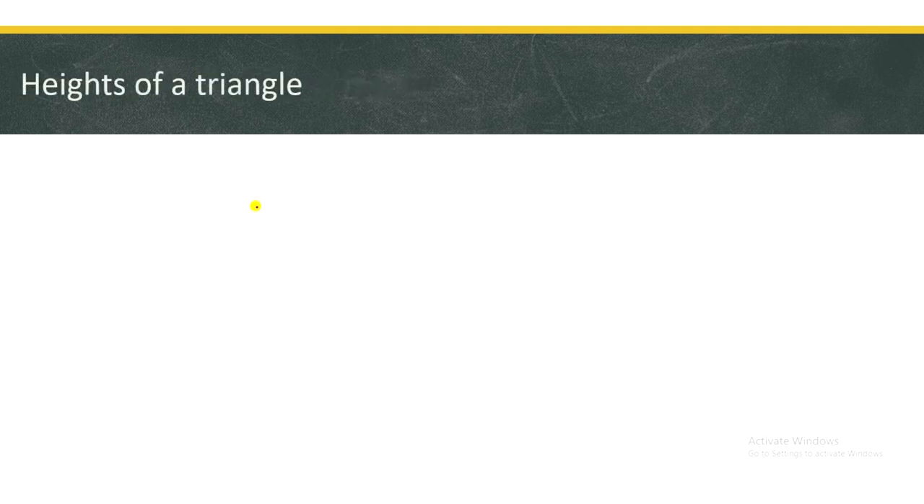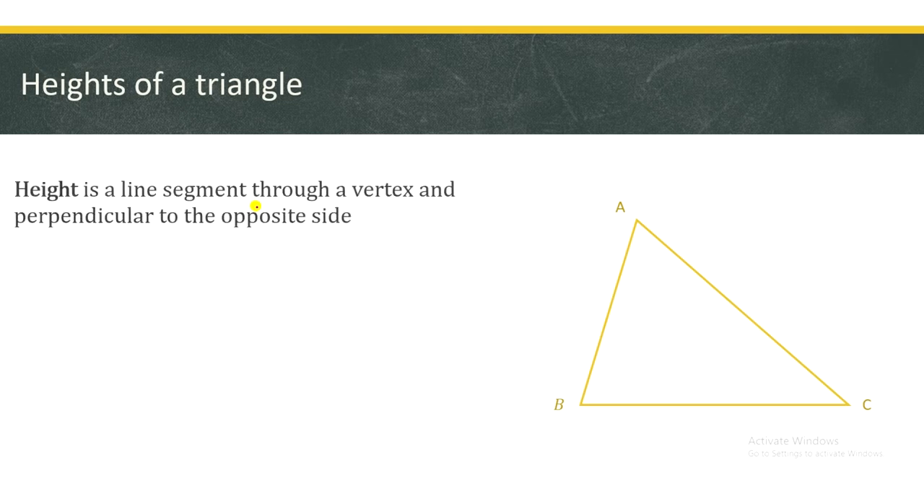The second remarkable line in a triangle: heights of a triangle. We have a triangle ABC. What do we mean by the height and how do we draw the height? We have three heights in any triangle, just as we have three medians. A height is a line segment passing through a vertex and perpendicular to the opposite side.